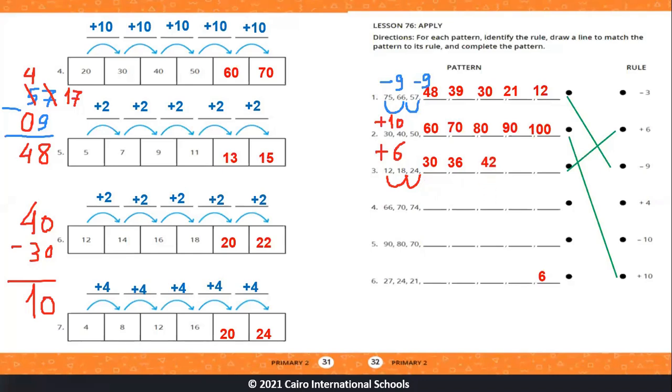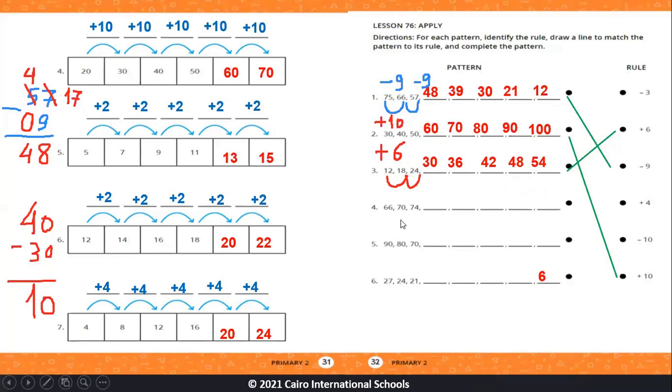42 plus 6: 42 in your mind and 6 in your fingers. After 42, 43, 44, 45, 46, 47, 48. The last one can be done the same way. 48 plus 6 equals 54. Okay?